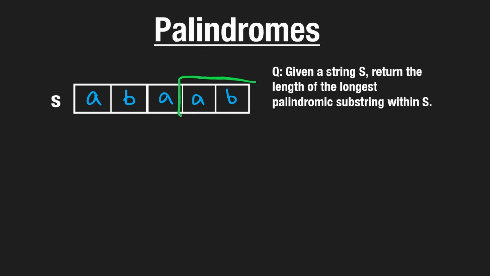Now let's try expanding from these two characters. Well, they're not equal in the first place, so can't do anything there. The result in this case we would return is the length. Remember, that's what we care about. So we would return 4 as the longest palindromic substring.